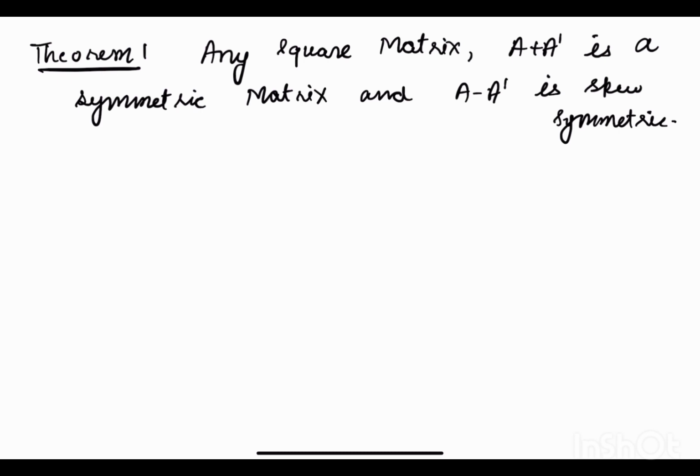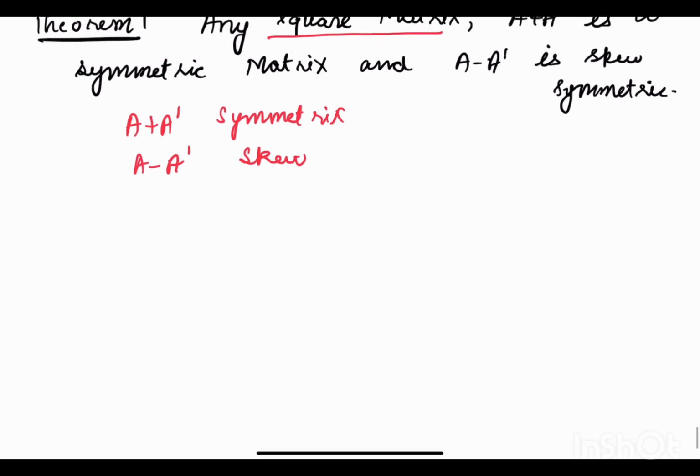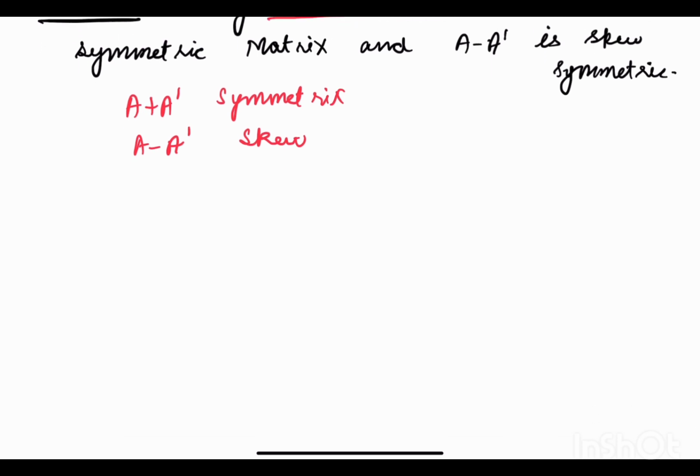So this is my first theorem where we are, as usual, considering a square matrix. Now what it says is that my A plus A dash will always be a symmetric matrix and my A minus A dash will be skew symmetric. Now, in order to check this condition, how do we relate symmetric and skew symmetric? It was by transpose, isn't it? Where if my A dash is equal to A, it means that it is symmetric, and if my A dash is equal to minus of A, it means skew symmetric.